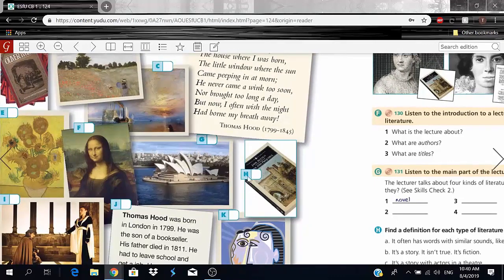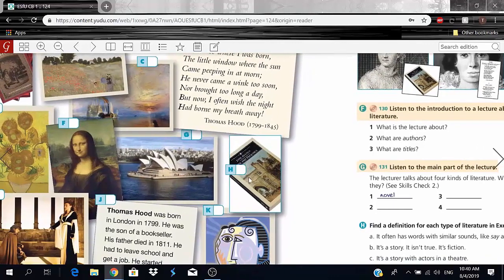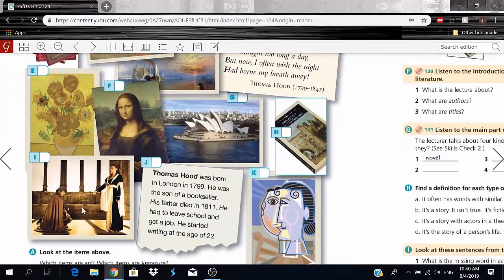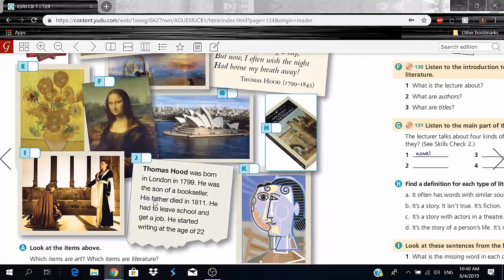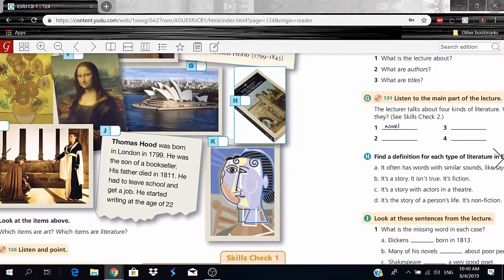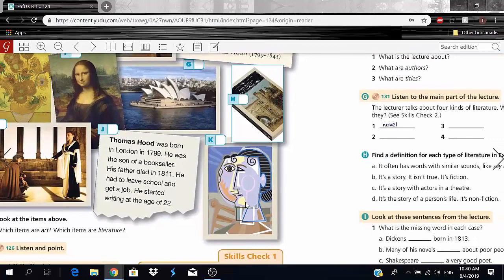And then we have H. This looks like a novel. I can't really read this or see it, so H will be literature. Then we have I. I is obviously a play, a Shakespeare play, like the gentleman said, so literature. Then we have J. I'm guessing this is a biography, so literature as well. And finally we have K, and this also looks like a painting, so art, okay?